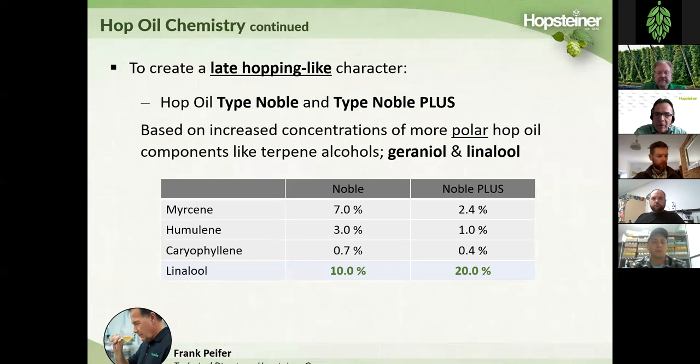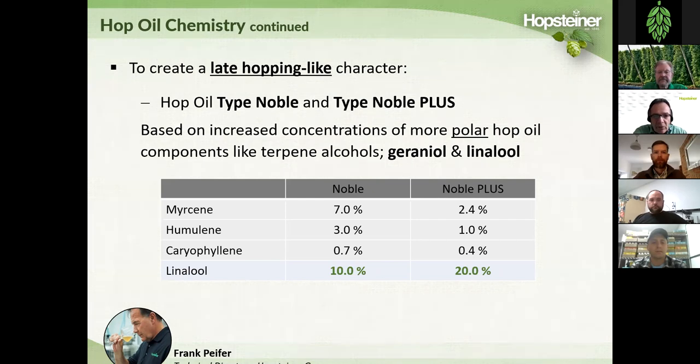So these hop oils, we call them type Noble and Noble Plus, are created for very late processing in the brewery. And that's the right point of addition: before the last step of your filtration, if you do filtration. You can also add it if you have no filtration. That's also no problem.